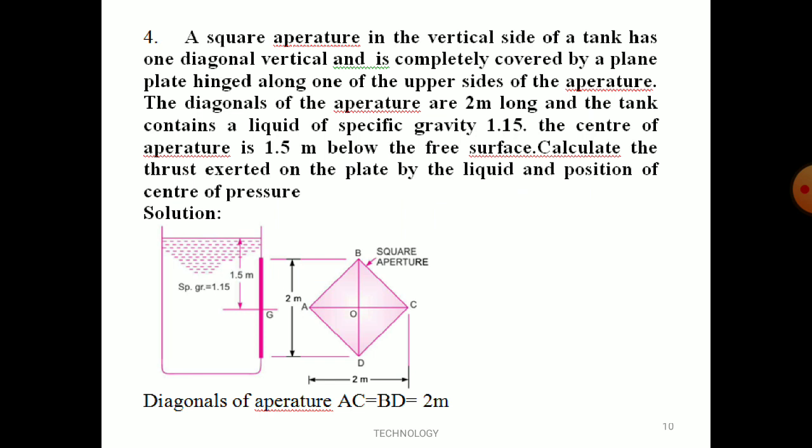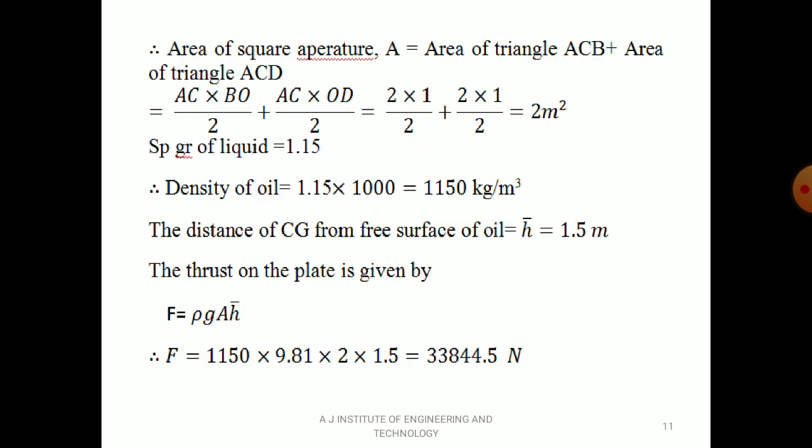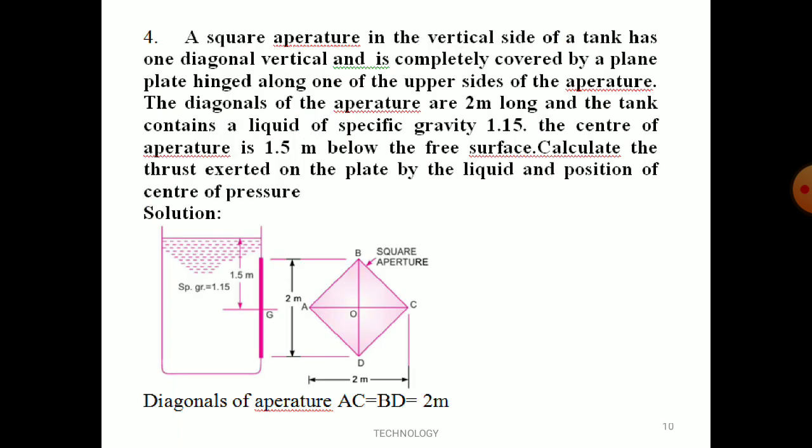So you know, area of the triangle is half into base into height. Similarly, you have to calculate area for two portions. Here, area of the square aperture A equals area of triangle ACB plus area of triangle ACD. So area of the triangle ACB equals AC into base, that is AC, a base into height, that is BO, divided by 2, half into base into height.